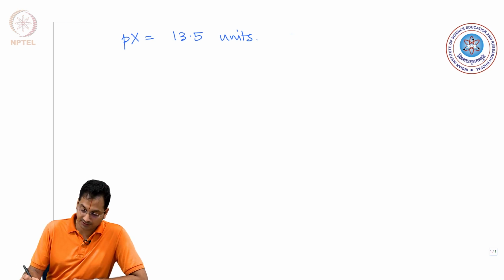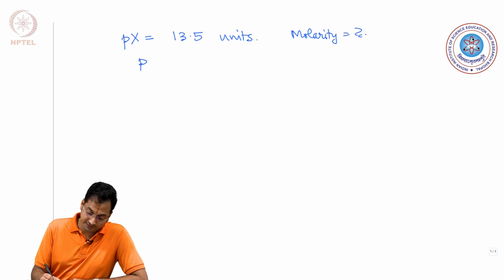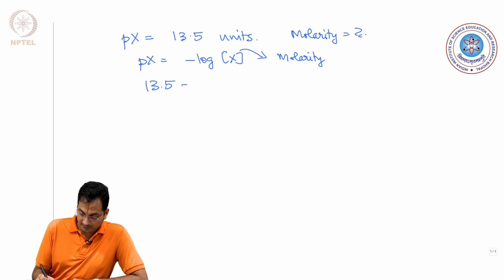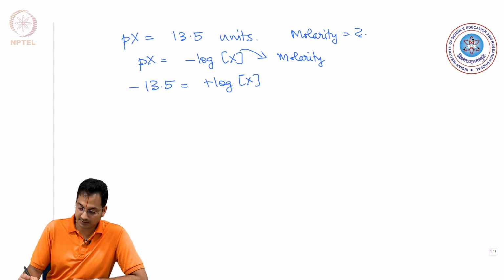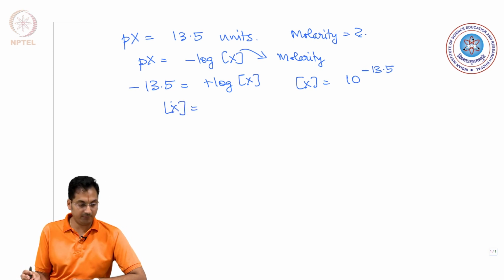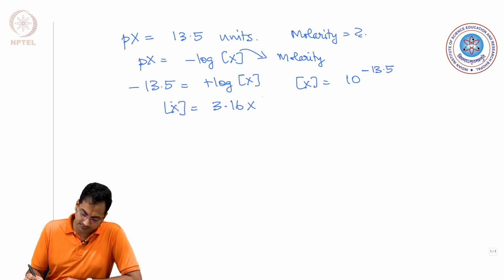what is the concentration in molarity? So, Px is defined as minus log of concentration of x in molarity. So, therefore, what is going to end up happening? 13.5 is equal to minus log of concentration of x. So, this transfers into minus 13.5 is equal to log of x, and therefore, x is going to be given by 10 power of minus 13.5. So, the concentration of x is going to be given by 3.16 into 10 to the power of minus 14 molar.